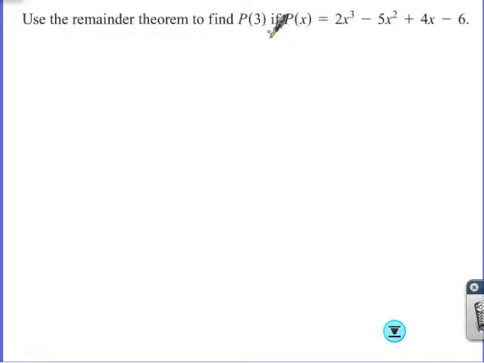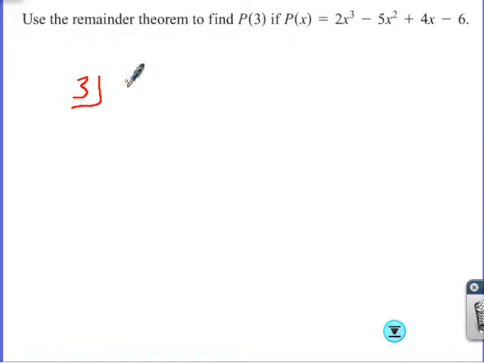Use the remainder theorem to find p of 3. So pretty much we're saying plug 3 into this. Do we have to use the remainder theorem? On your test, if you don't use the remainder theorem to do this, would I know it? No. All we're asked to do is plug 3 into that. I am going to do it using the remainder theorem. If you want to do it the other way, that's fine, just to check us.